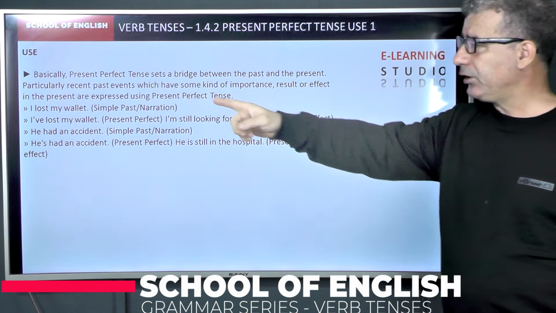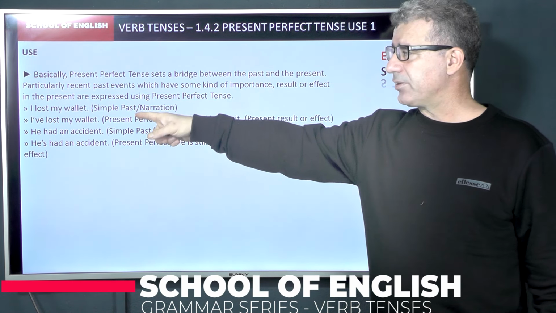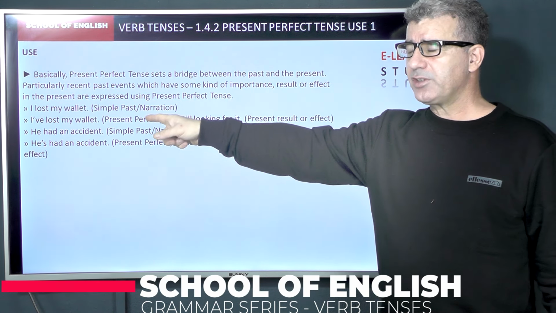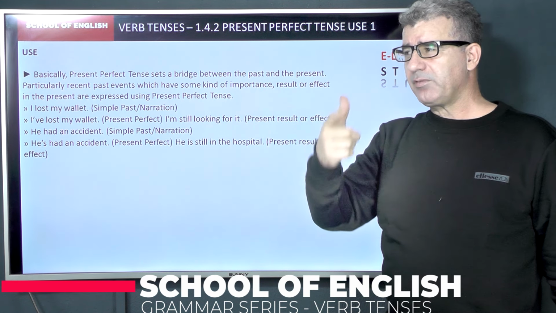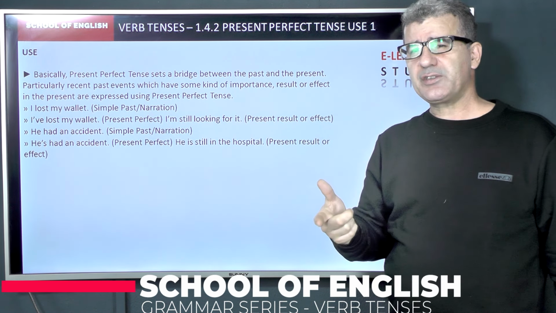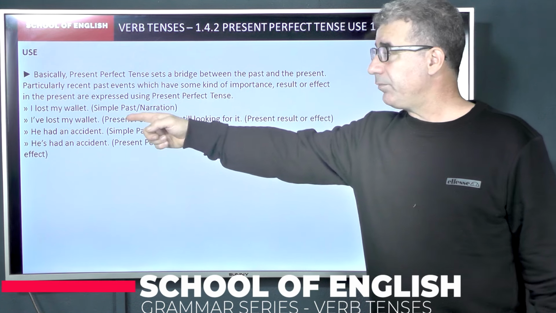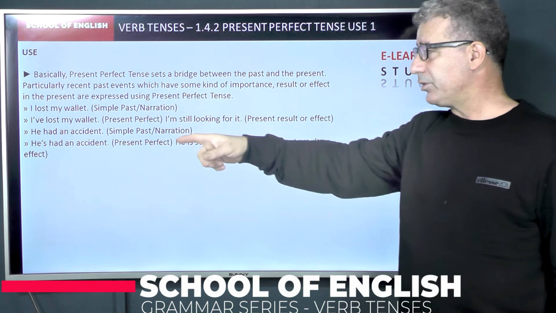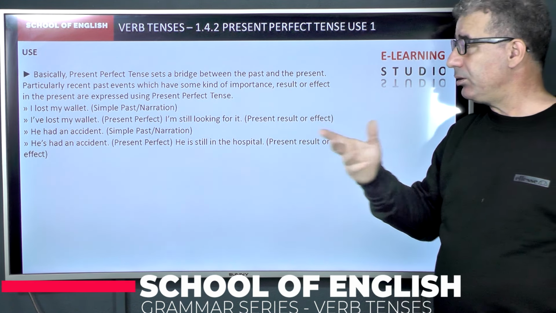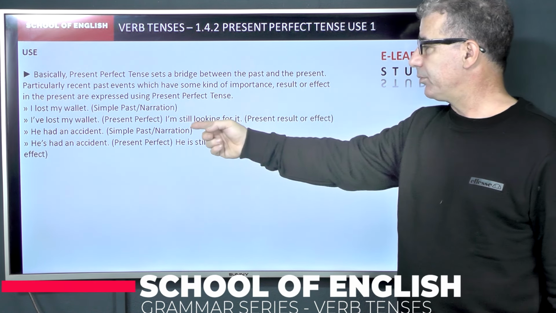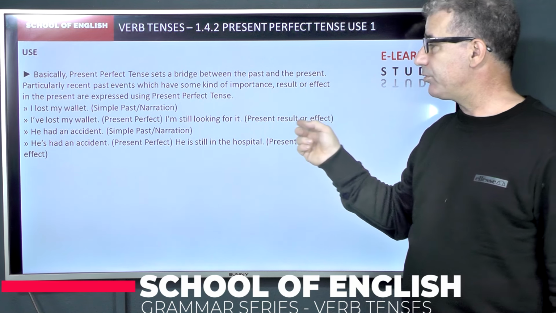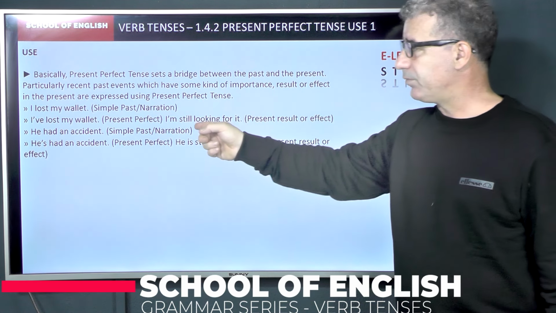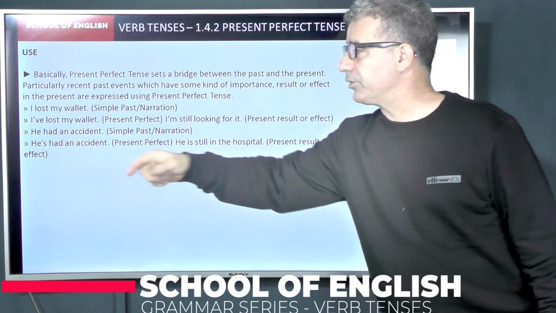Okay, I lost my wallet. This is simple past tense. That's narration. You're just telling the story of what you experienced in the past. When you choose to use I've lost my wallet, it may mean I'm still looking for it. Look, this is the present result or effect. That's why I use I have lost my wallet.